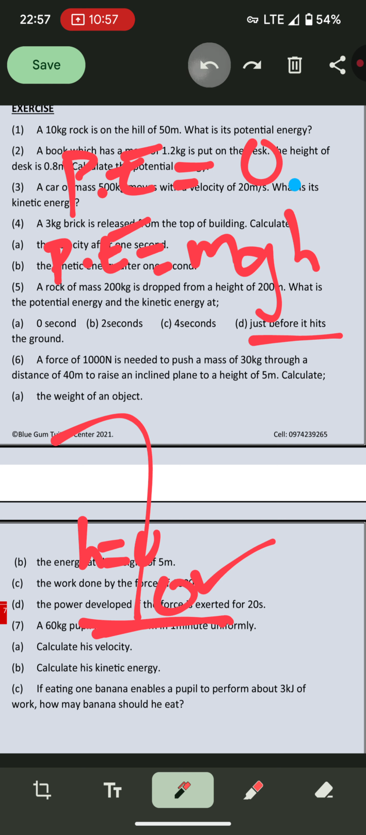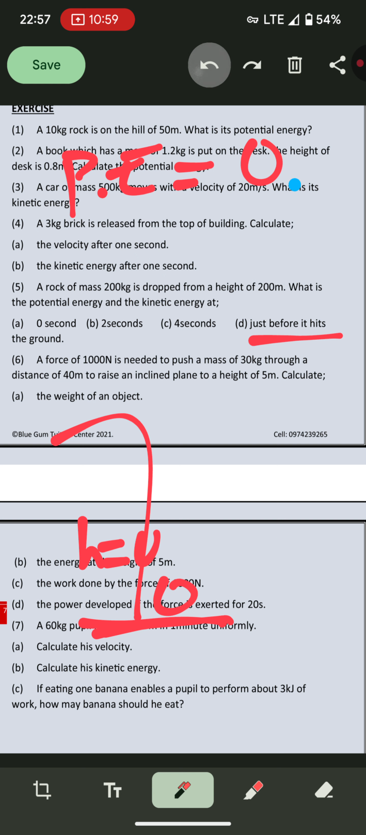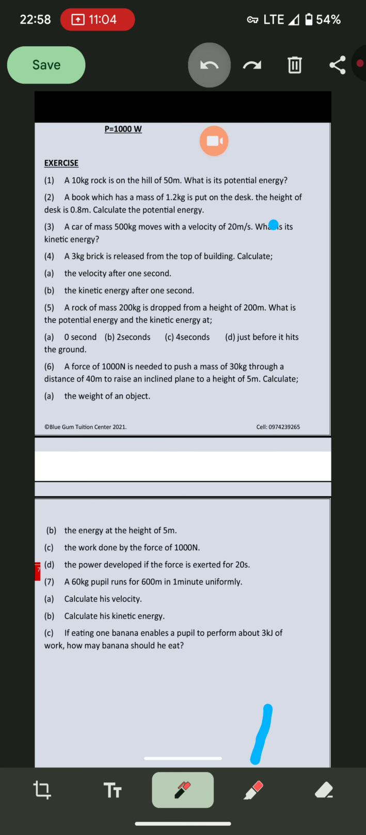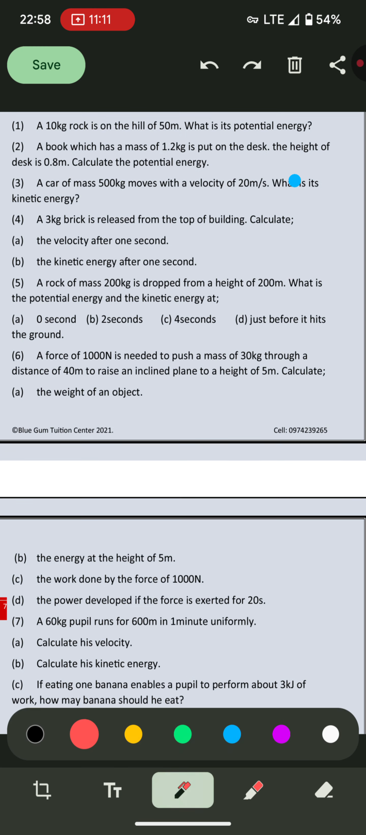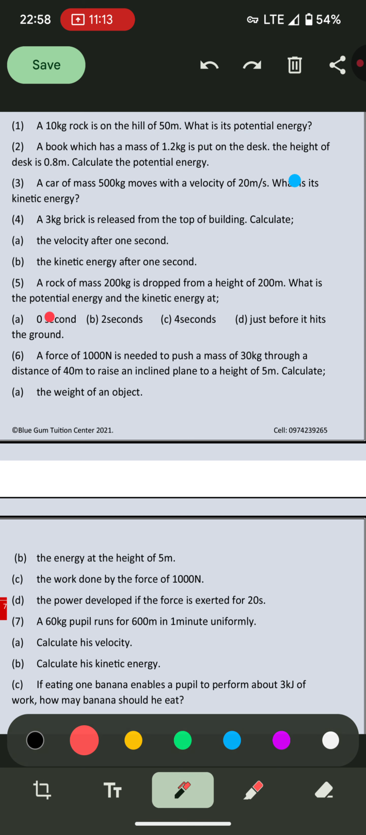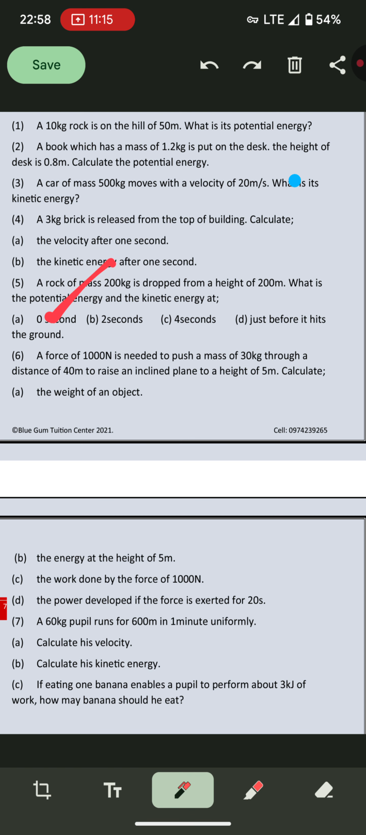So in summary, I may be fast because it has taken time, about 11 minutes or so. But I hope you have got an idea. So in summary, at 0 seconds, potential energy, use the formula, kinetic energy is always 0. At 2 seconds, use 2 seconds to find the velocity, then use the velocity to find the kinetic energy. Then the kinetic energy you subtract from the total energy. The total energy is the potential energy at 0.